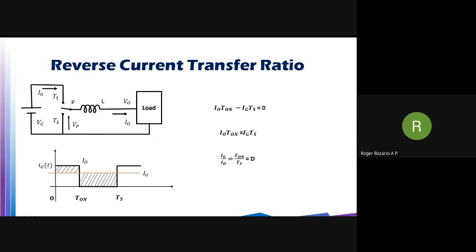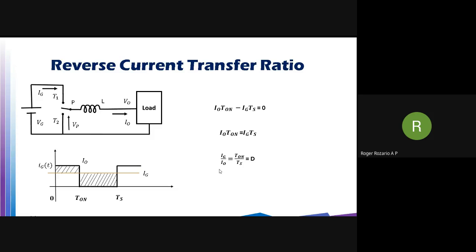So if we average this section, we get I0 into T on, which is the same as Ig into Ts. Using this principle, we arrived at the reverse current transfer ratio: Ig by I0 equal to T on by Ts, which is equal to the duty ratio. So we have derived the forward voltage conversion ratio and found it was equal to D, and we have derived the reverse current transfer ratio, which was also found to be D.